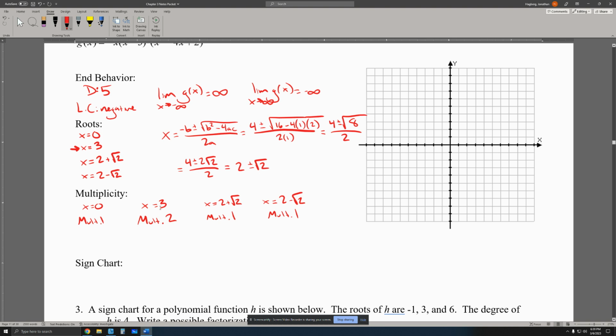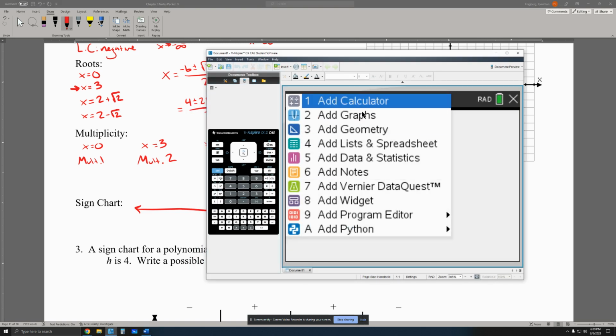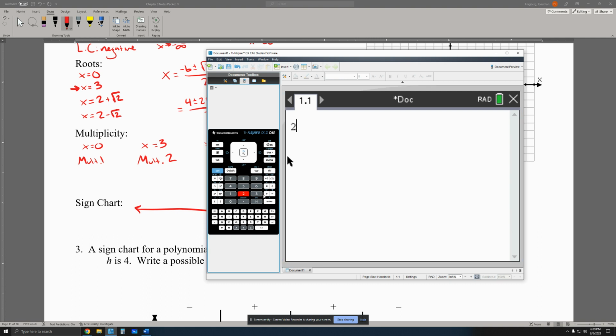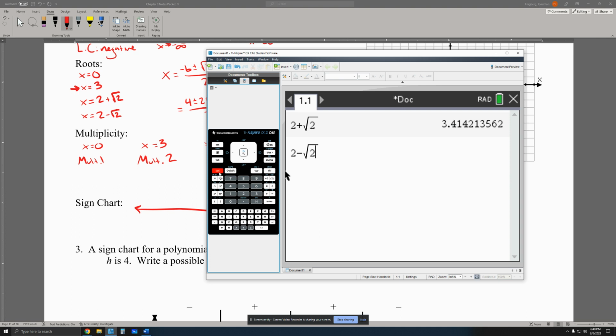Okay, so let's go ahead and draw the sign chart. And real quick, I just want to get an approximation for 2 plus and minus root 2. So over to our calculator, I'm going to hit 2 plus the square root of 2, and I'm going to hit Control Enter to get a decimal approximation. That's about 3.414. And then I also want 2 minus root 2, and I'm going to hit Control Enter. Oops, I didn't put my 2 in there. There we go. Control Enter, and that gives me my decimal approximation as well. Okay, so we'll keep that in mind. We've got a little bit close to 3.5, and then we've got close to like 1/2.